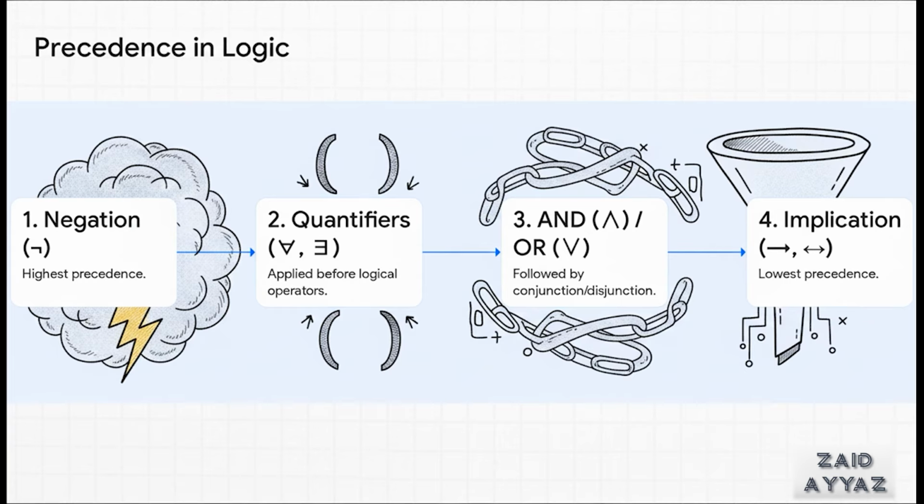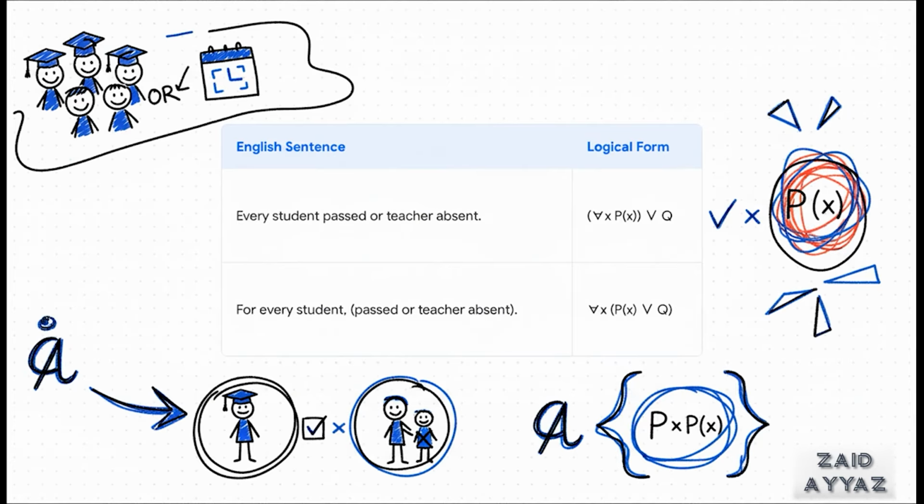And as you can see, quantifiers are way up high on that list. They have a very high priority, which means you figure out what they apply to before you deal with things like and or, unless of course you use parentheses to change the order. This is absolutely crucial. And this is why that order matters so much. Take a look. These two English sentences seem really similar, right? But they mean completely different things.